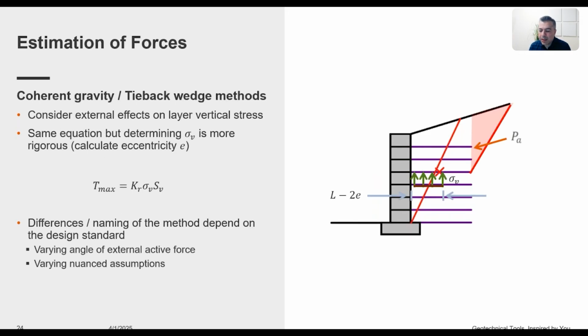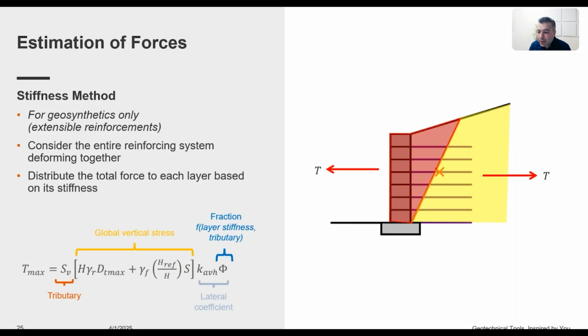Coherent gravity assumes an active wedge behind the reinforced zone and considers external forces on a layer's vertical stress. It has the same equation, but determining sigma V is more rigorous because, based on these pressures, we calculate the eccentricity as well, and then we calculate sigma. There are different names for it in different standards, and it depends on some assumptions that they have, and in some cases they are the same.